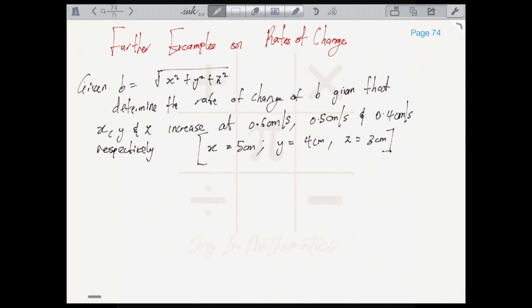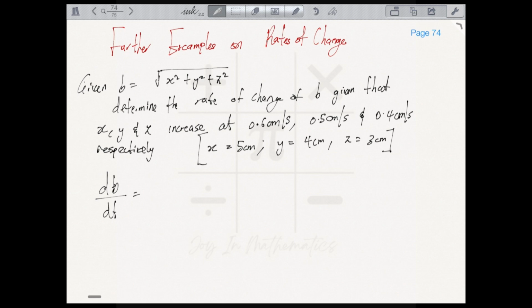Now we have an example on rate of change. Given that b is the square root of x squared plus y squared plus z squared, we are asked to determine the rate of change of b given that x increases at 0.6 centimeter per second, y increases at 0.5 centimeter per second, and z increases at 0.4 centimeter per second at the given coordinates. So let's write an expression for dB/dt.